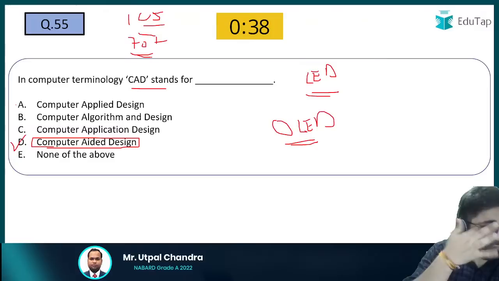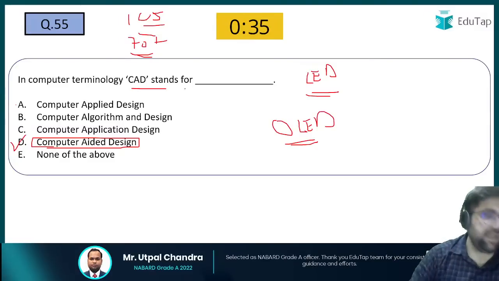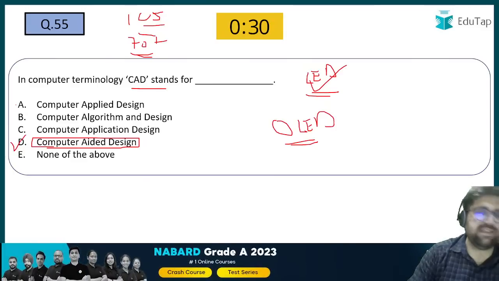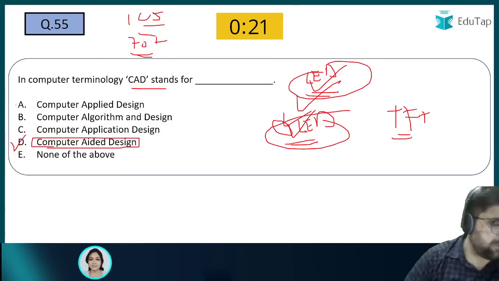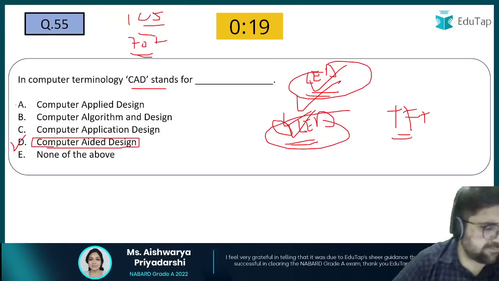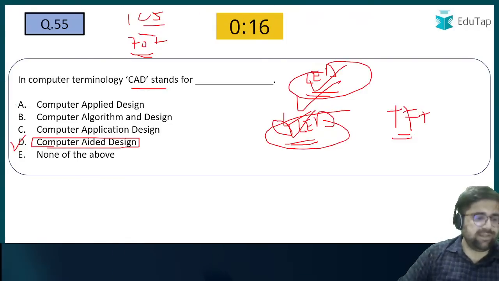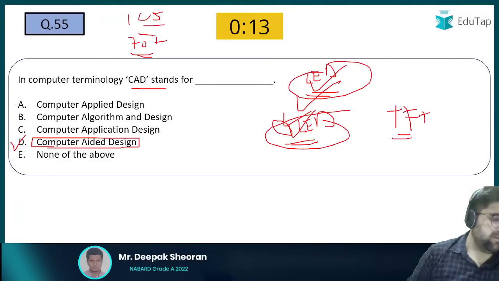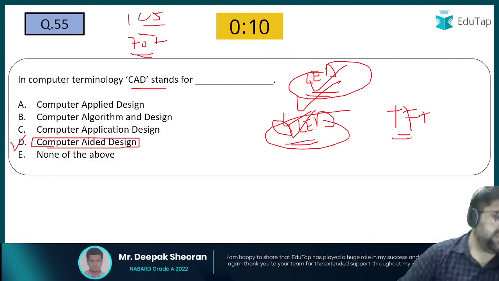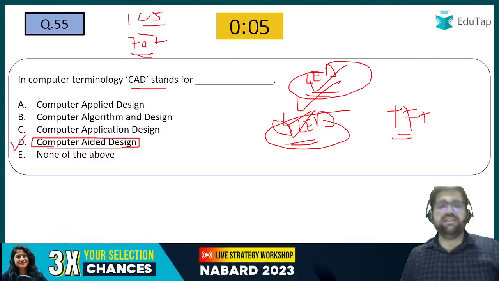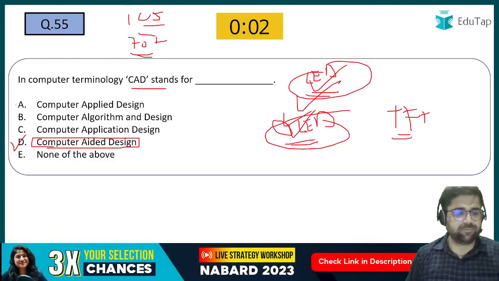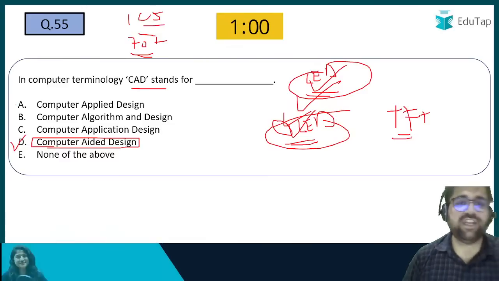Yes, LED stands for what? Light emitting diode. Okay, light emitting diode is your LED. Organic light emitting diode is the full form of OLED. Good, very good. Can someone let me know the full form of TFTs? What is the full form of TFT in the computer parlance? Thin film transistors. Very good, Jaken. You are on the right track.